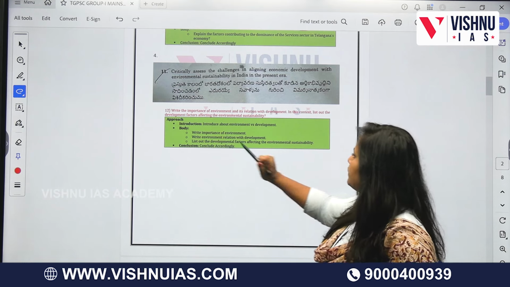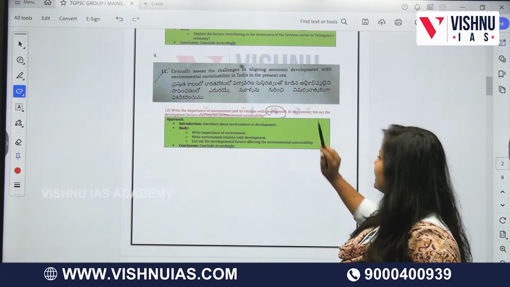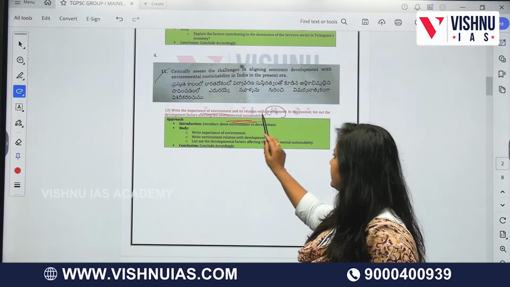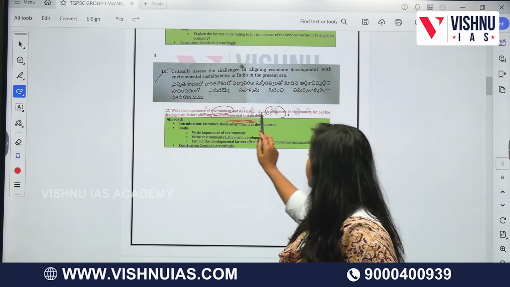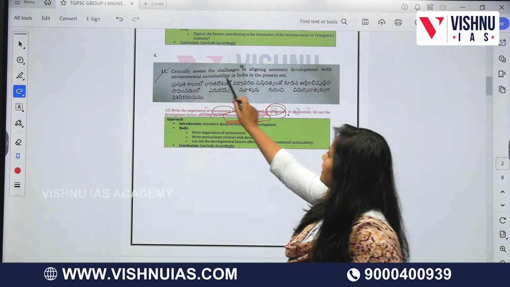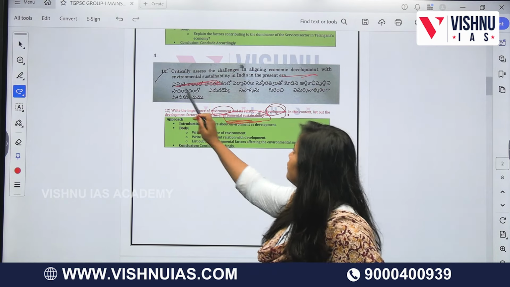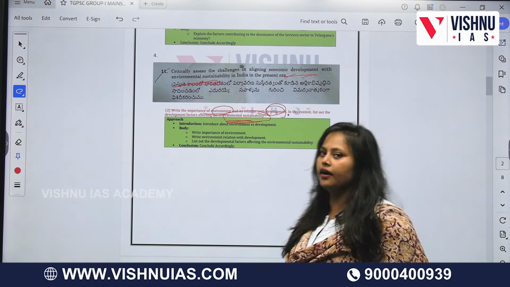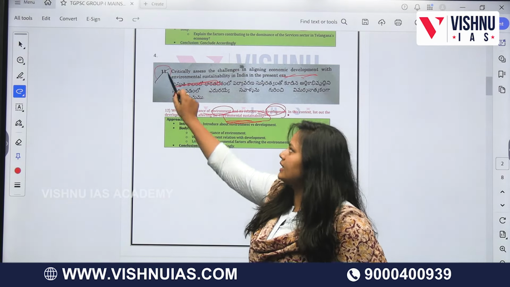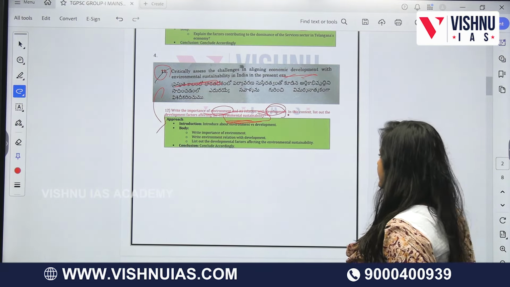Likewise, there is another example. Importance of environment and its relation with development. In this context, list out the development factors affecting environmental sustainability. Basically, we asked to link environment, development and environmental sustainability. Critically assess the challenges in aligning economic development with environmental sustainability in India in the present era. We could see how easily one can tackle this question in the exam, which was asked in one of our test series.